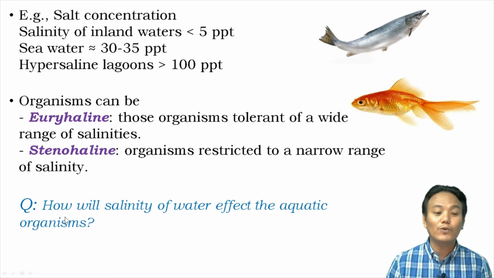Now the question for you is, how will the salinity of water affect the aquatic organisms? The hint is it has something to do with osmosis.